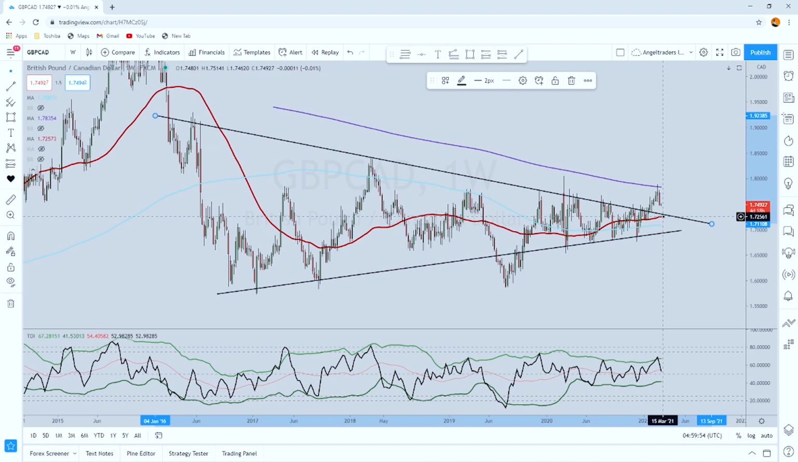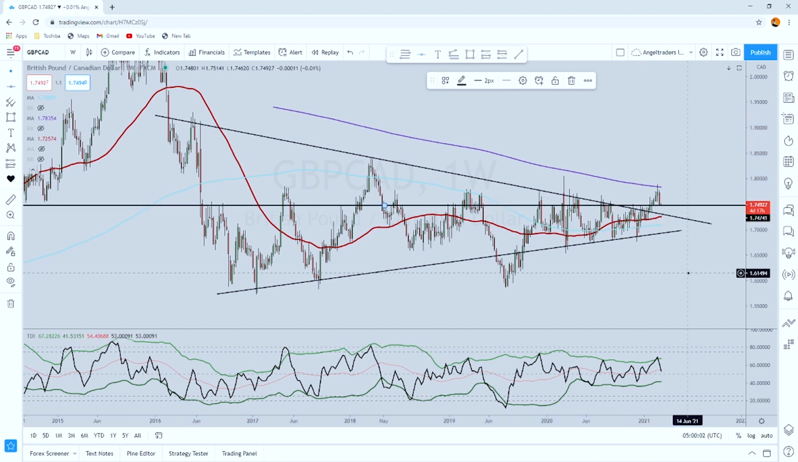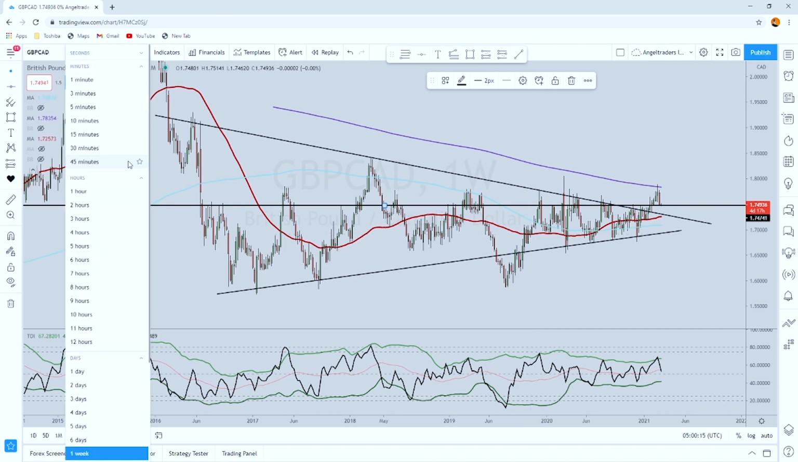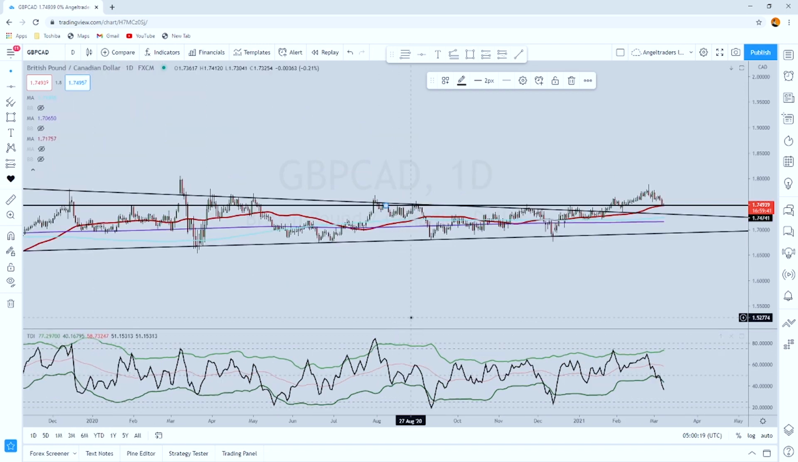Okay, so we're on GBP CAD now. What I'll do as well is mark off exactly where we are. As you see, I just put a horizontal line right here, and the reason is because I want to see what's going on exactly right now on the lower time frame. So we're going to head over to the daily time frame to see if we have anything in the market that's telling us something. Okay, so we're going to go to the daily right here.